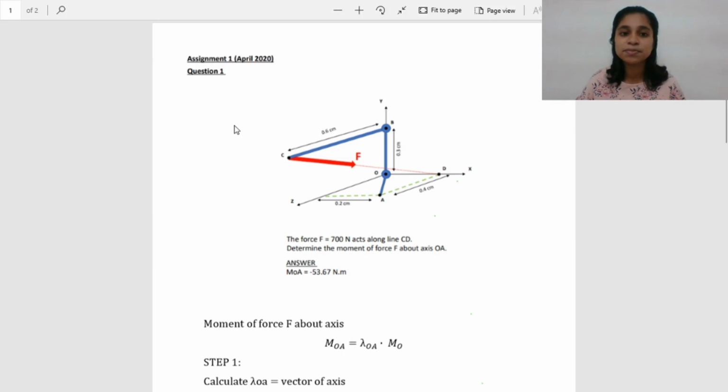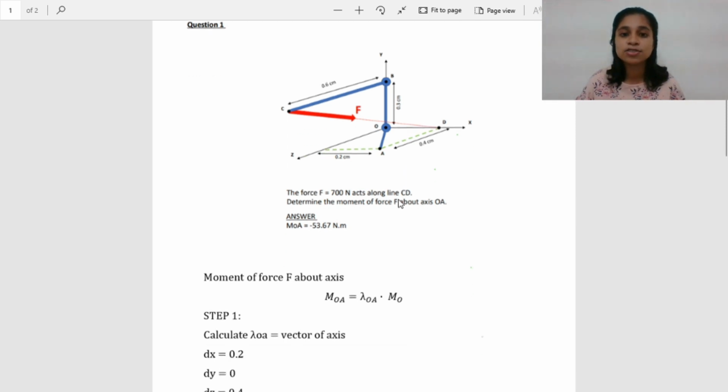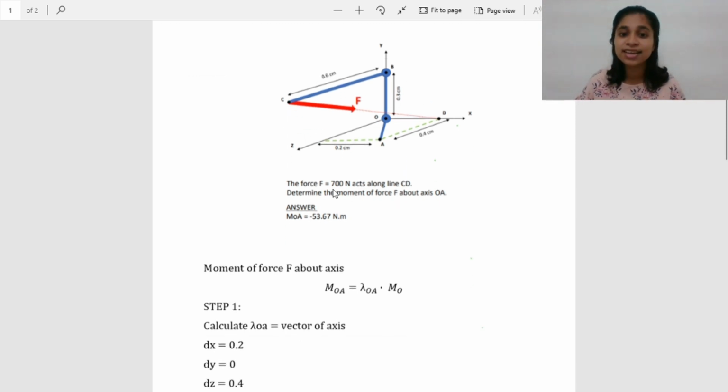Hello guys, I will explain about the question 1 assignment from the topic of moment in 3D. So this is the question given. The force F of 700 newtons acts along the line CD. So determine the moment of force F about the axis OA.